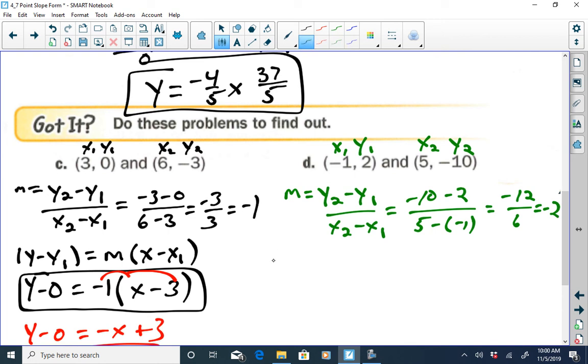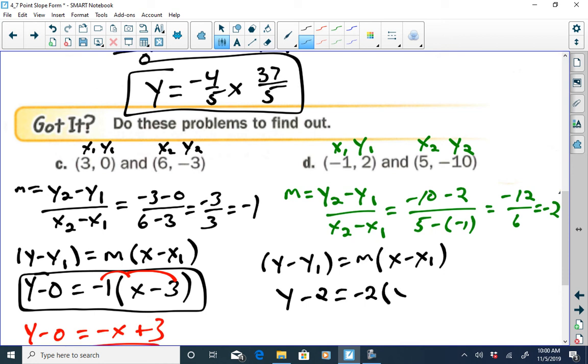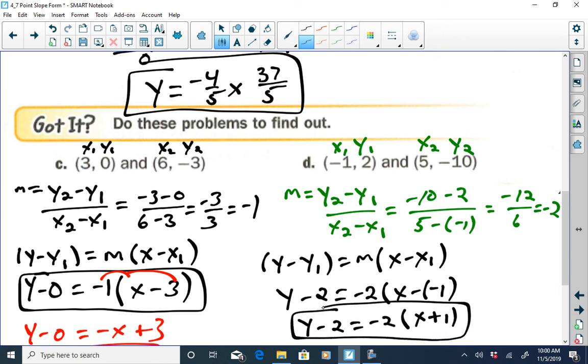Next, we write our point slope form. y minus y1 equals m times x minus x1. We substitute. y minus 2, because I'm using that first ordered pair. My slope's negative 2. x minus the negative 1. I want to simplify the right side, so we get y minus 2 equal to negative 2 times the quantity x plus 1. All right, so there's my equation in point slope form.